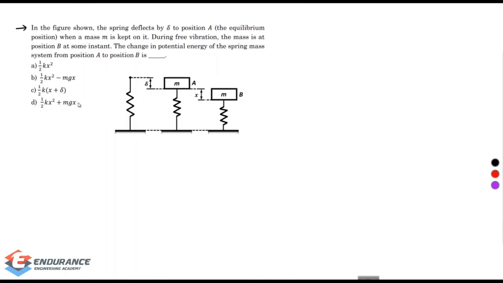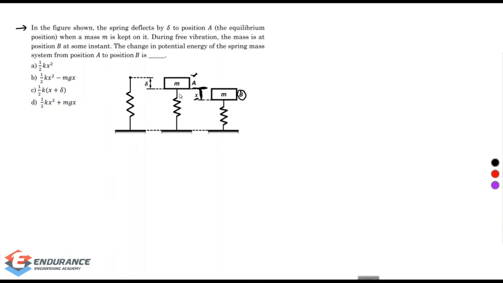In the figure shown, the spring deflects by an amount of delta to a position A when the mass m is kept on it. This delta is the static deflection. Now, during the free vibration, the mass is at the position B at some instant. They have given that the deflection from the static deflection position was x.